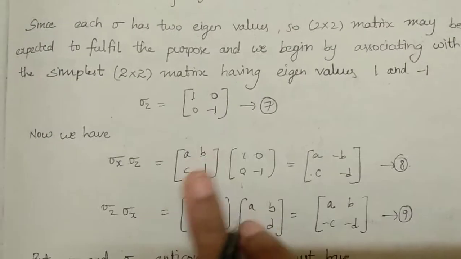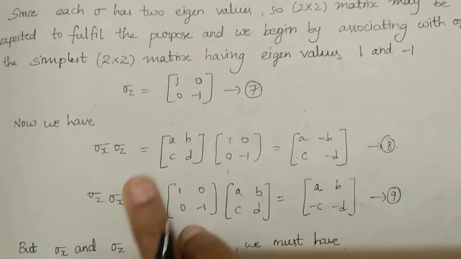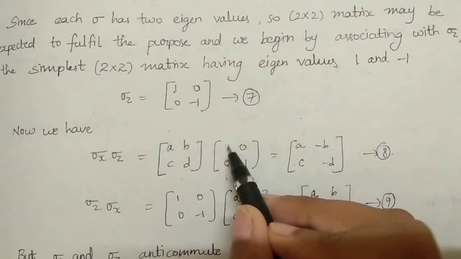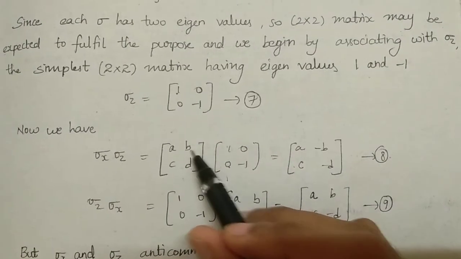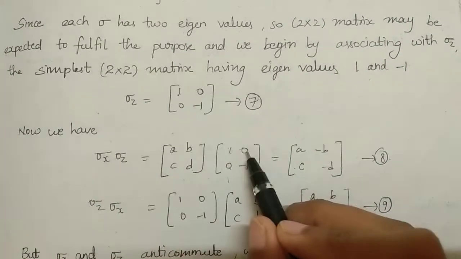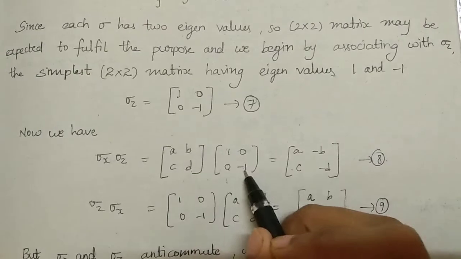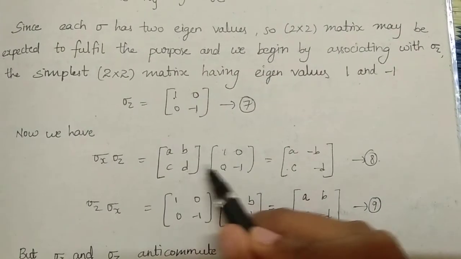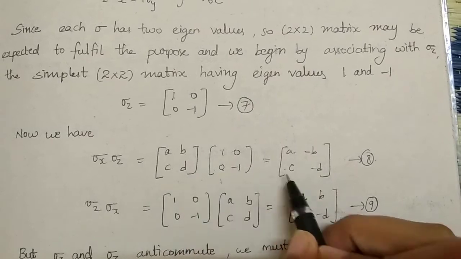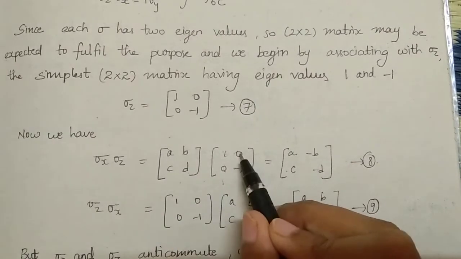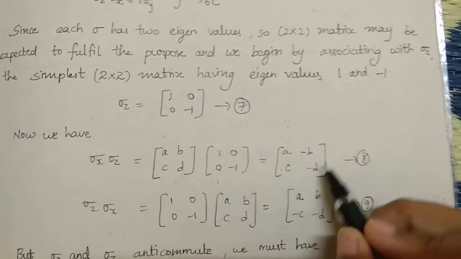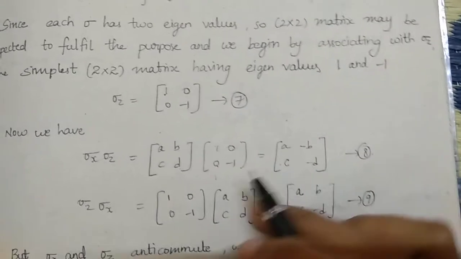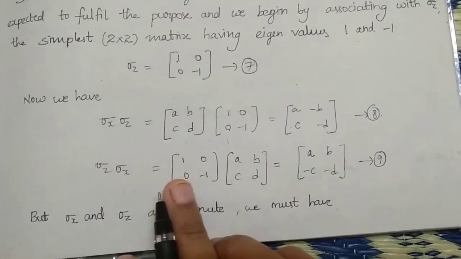Now if we multiply, A into 1 is A plus B into 0 is 0, A into 0 is 0, B into minus 1 is minus B, C into 1 is C plus D into 0 is 0, so C, plus 0, C into 0 is 0, D into minus 1 is minus D. So that is the matrix multiplication.